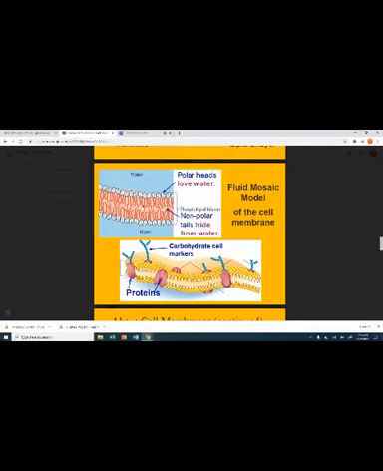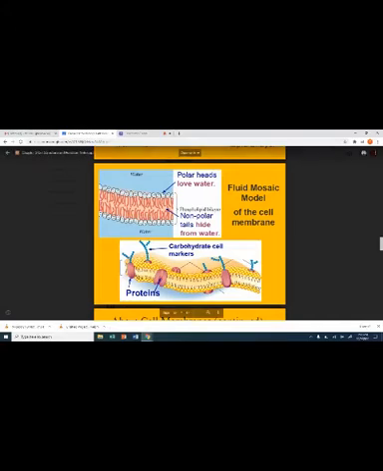They repel water. Okay? Think of it as a peanut butter and jelly sandwich. The bread is on the outside, the peanut butter and the jelly is on the inside. In this case, the phosphates are on the outside, the fatty acids are on the inside.